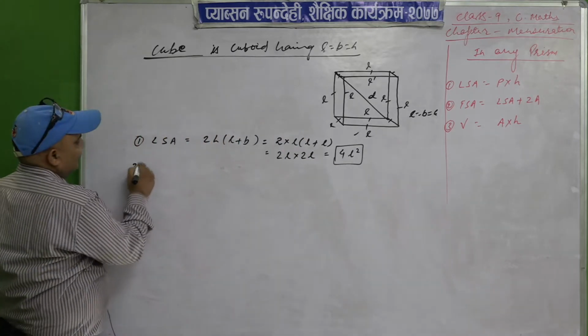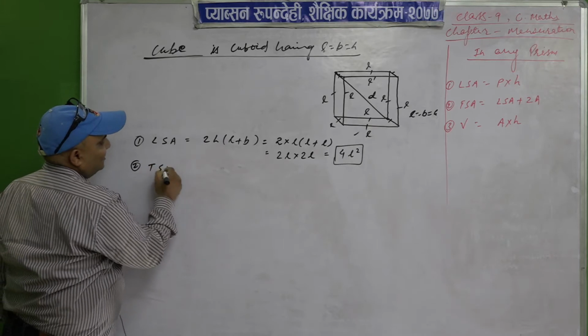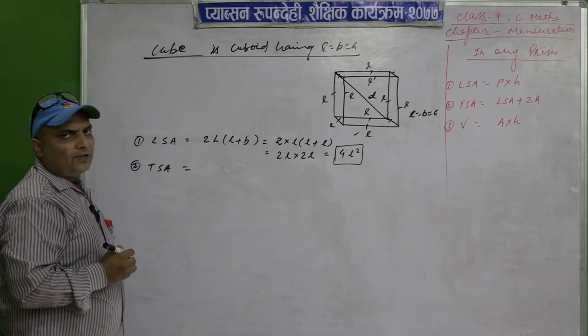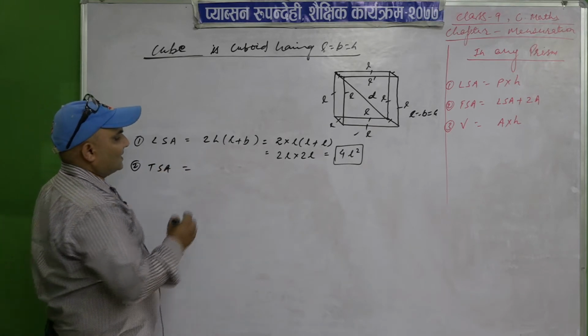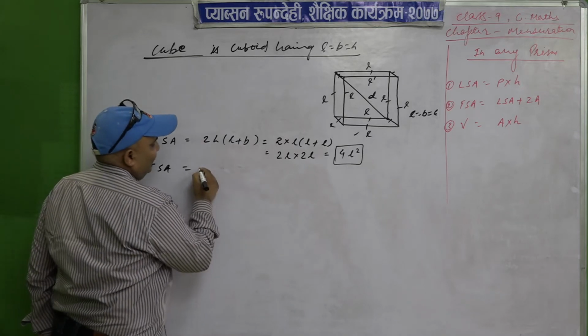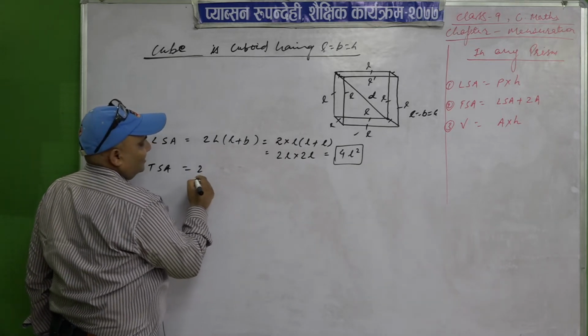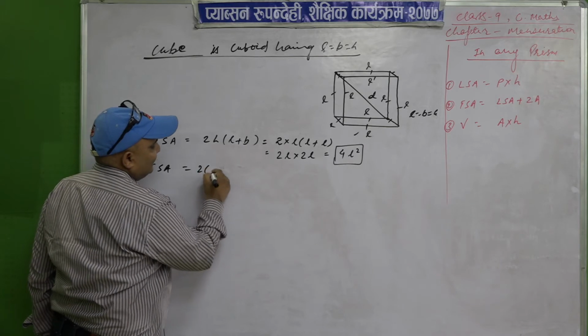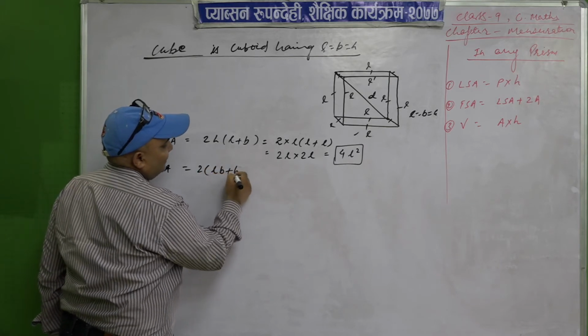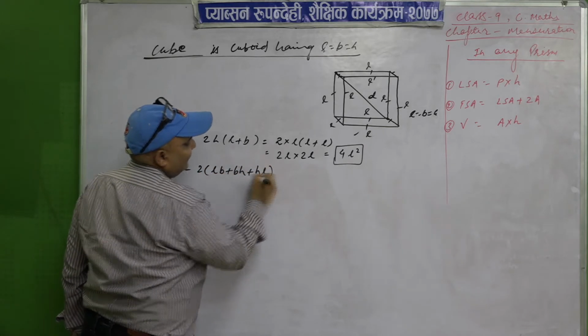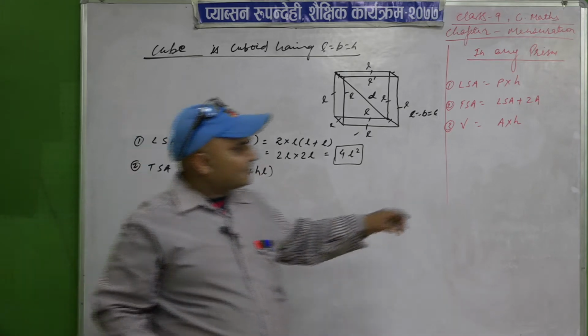Now second, take TSA, the total surface area of a cube. Since a cube is a rectangular prism, again I use the total surface area of a cuboid, that is 2(LB plus BH plus HL), or we can use this formula also.